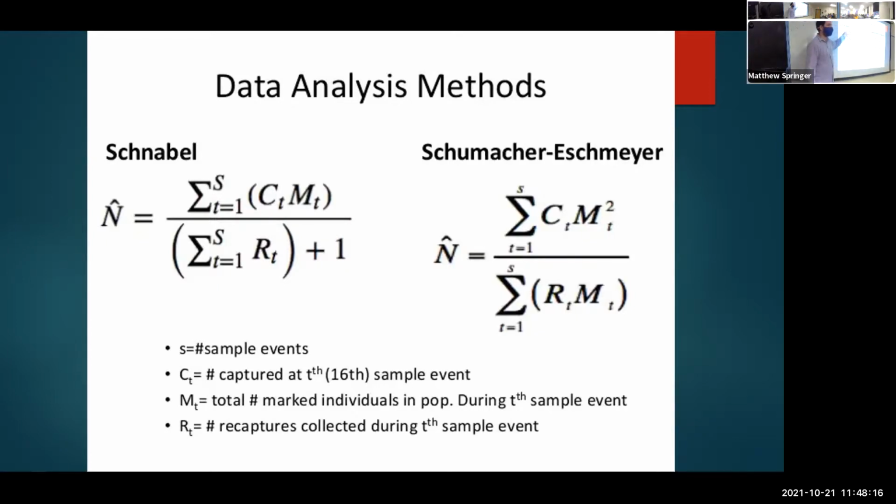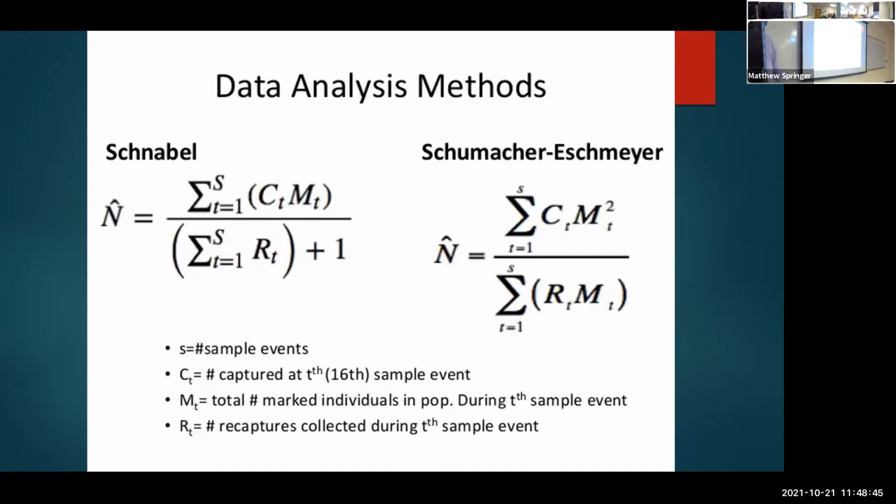You guys love reading math equations, don't you? They're fun. The real big change is you get a squaring here, and then you're incorporating the number down here. You're multiplying that by RT instead of plus 1. So that's the number of marked individuals during that sampling event that is added there, instead of just summing the sampling event.